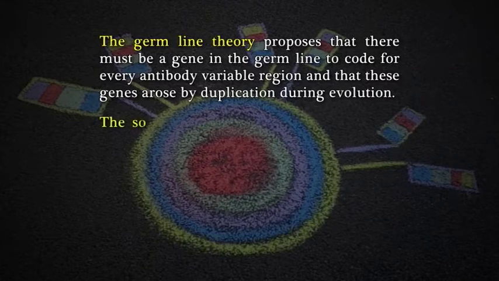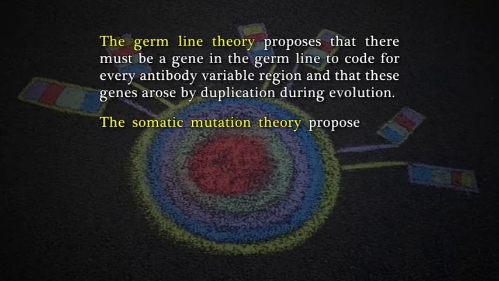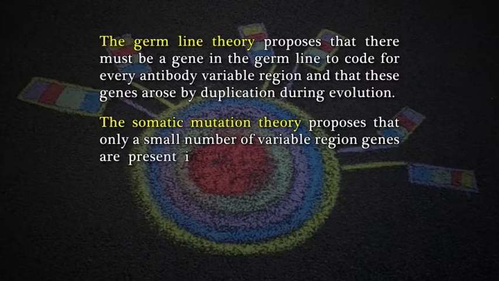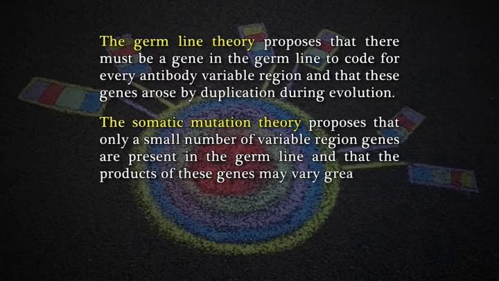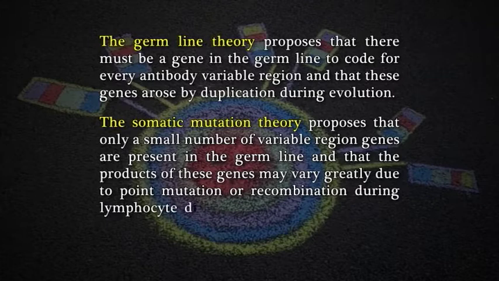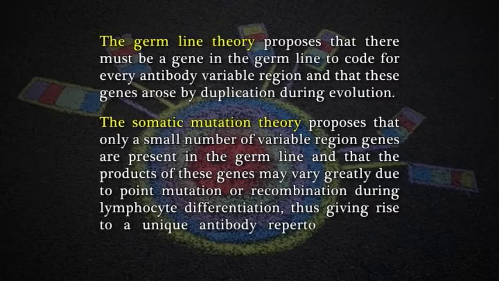By contrast, the somatic mutation theory proposes that only a small number of variable region genes are present in the germline and that the product of these genes may vary greatly due to point mutation or recombination during lymphocyte differentiation, thus giving rise to a unique antibody repertoire in each person. Neither the germline nor the somatic variation proponents could offer a reasonable explanation for this central feature of immunoglobulin structure and diversity.